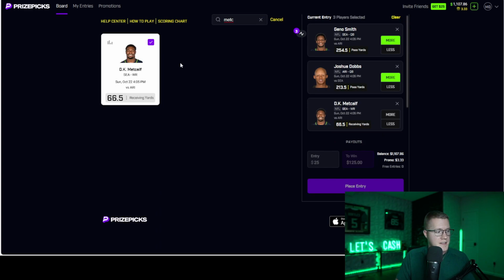If Geno Smith is going to throw for a lot of yards, at 254.5 passing yards, that also means DK Metcalf should be on the receiving end of a majority of those yards, correct? Or at least some of them. So his percent odds to hit likely goes up in receiving yards for him to go over that projection, as long as Geno Smith hits his over of his passing yards. And then also, same thing with Joshua Dobbs. We already talked about him, right? So by putting these three into a slip, I'm now organically increasing the percent odds to hit for this overall slip, as opposed to just those couple players.